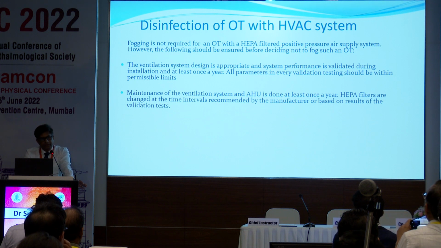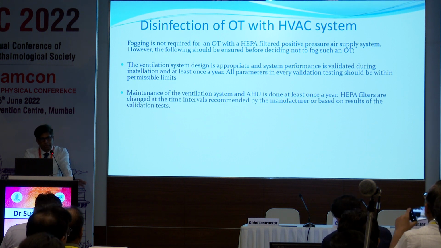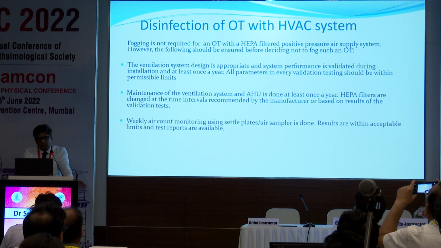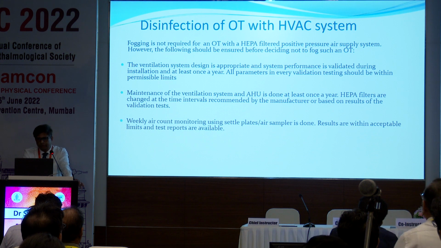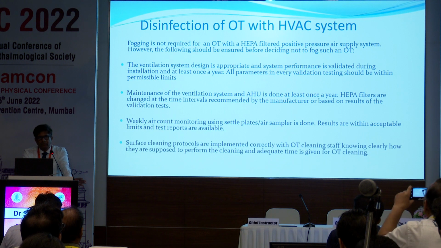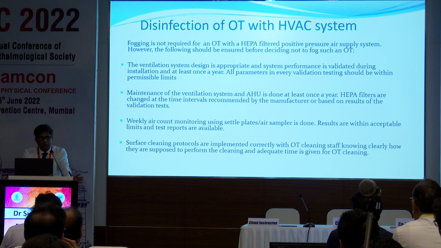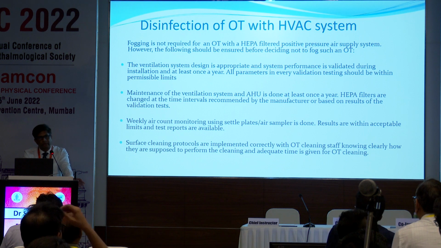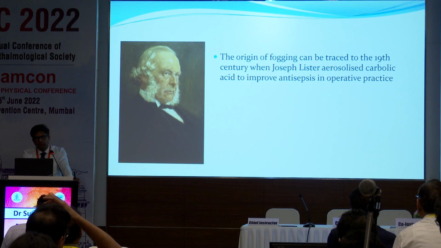Maintenance of the ventilation system and the air handling unit should be done once a year, and HEPA filters should be changed at time intervals recommended by the manufacturer or based on the results of the validation test. Weekly air counting should be done with settle plates or air samplers, and results should be within the acceptable limits. And because you are not fogging the OT with the HVAC system, cleaning of the OT is of utmost importance, and you should ensure that all the staff are aware of how to clean, and there should be a protocol as I have described earlier. Now coming to fogging and fumigation.